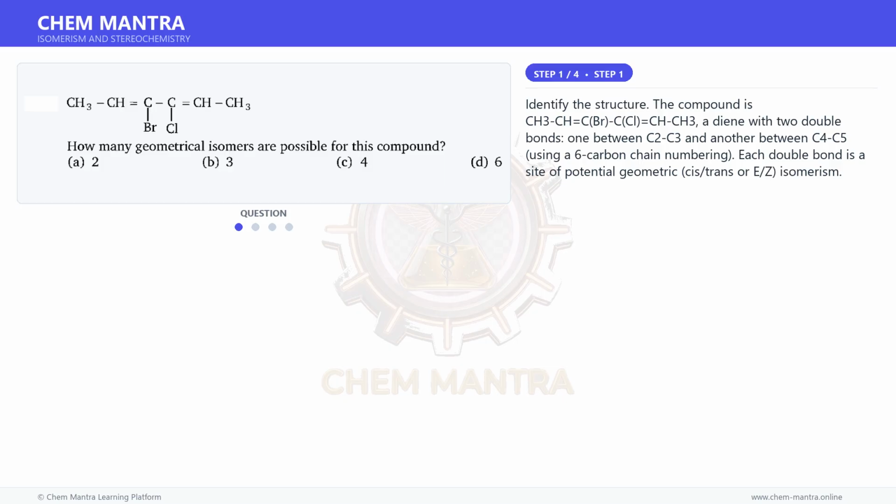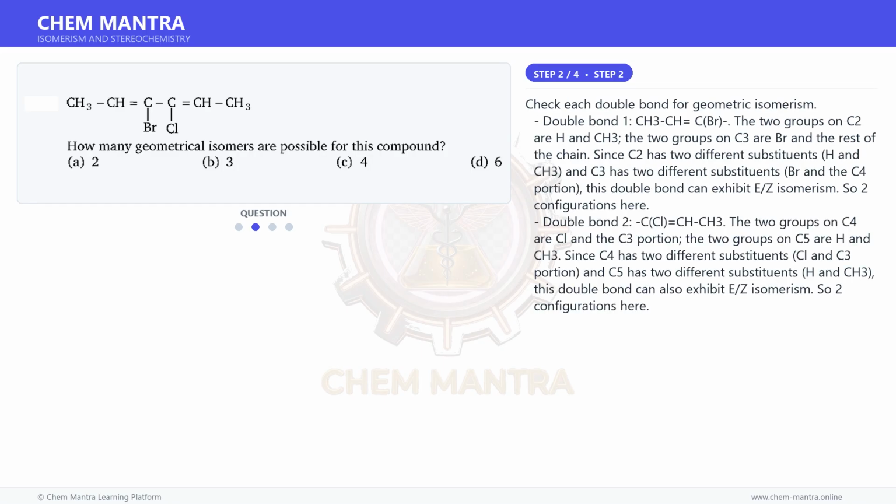Identify the structure. The compound is CH3-CH=CBr-CCl=CH-CH3, a diene with two double bonds, one between C2, C3 and another between C4, C5, using a 6-carbon chain numbering. Each double bond is a site of potential geometric, or E/Z, isomerism. Moving on to the next step.